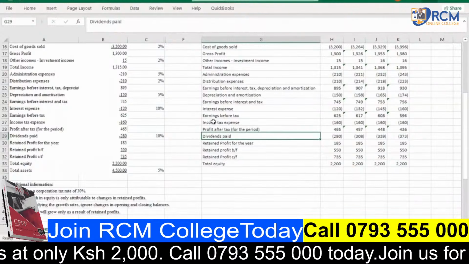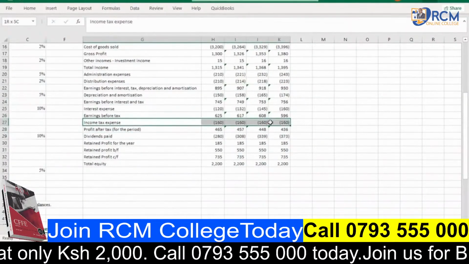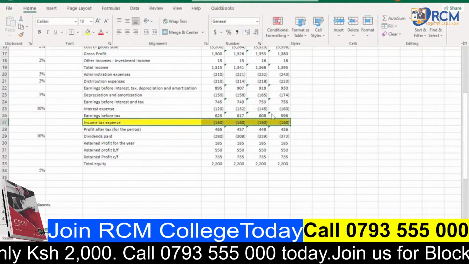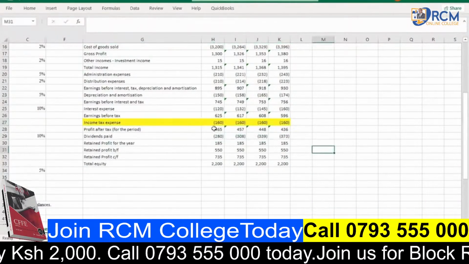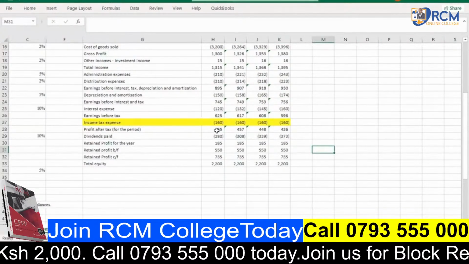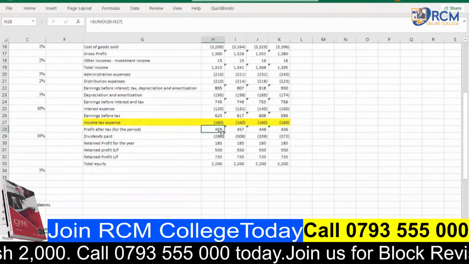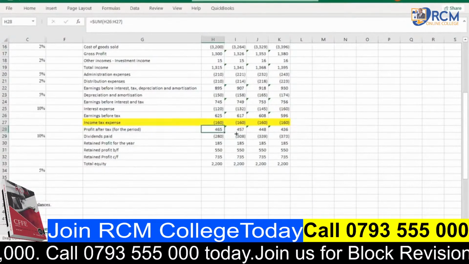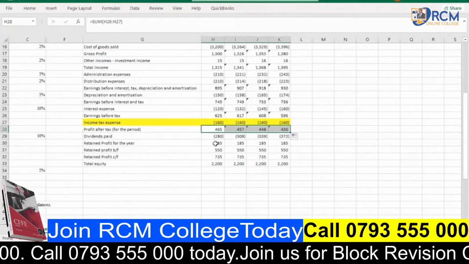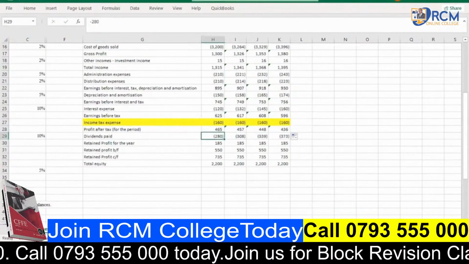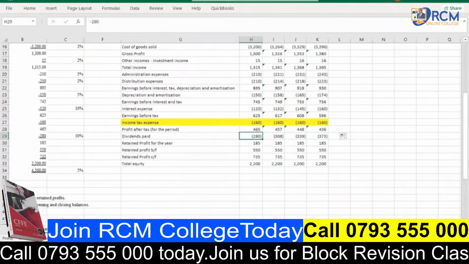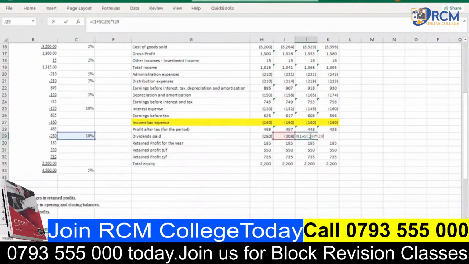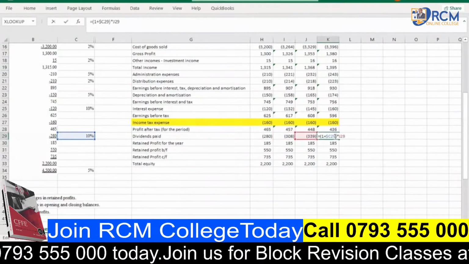So income tax, iko na issue, but we can still use that. That one has got issues. You are going to work it out, then you get the correct answer. Halafu hapa kwa profit after tax for the period is the difference between profit before tax, then you subtract tax. Then dividends paid. Dividends paid tuliambiwa ni what percent? 10%. So 10% of these values ndio hiyo hapo. Hiyo iko sawa.